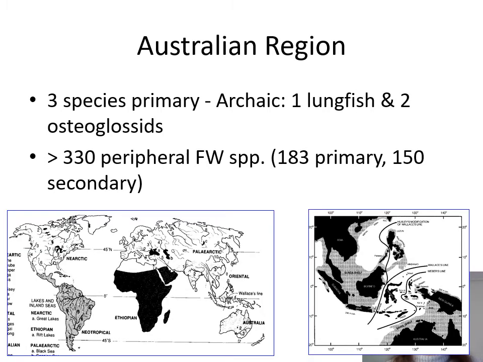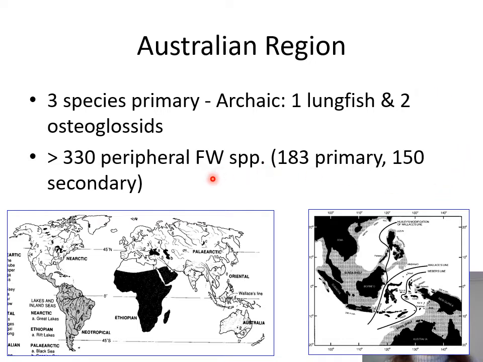And then the Australian region, that's the other side of Wallace's line there, down here. And Australia is interesting in terms of freshwater fishes. We have 3 species of primary fishes, 3 native, truly freshwater fishes in Australia. And they're all archaic, lungfish and 2 of the osteoglossids. We'll look at archaic species again in a little bit.